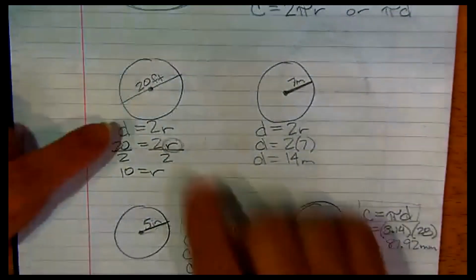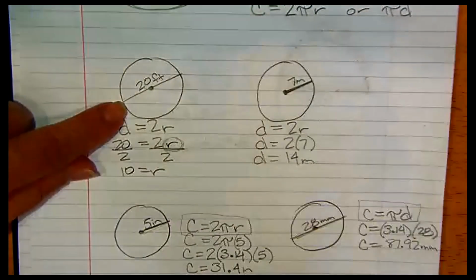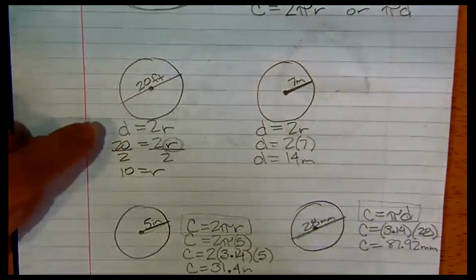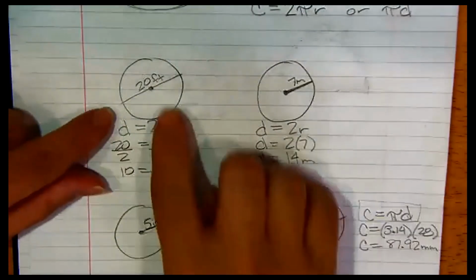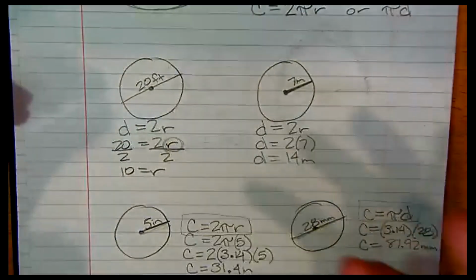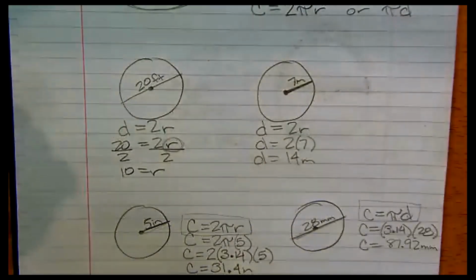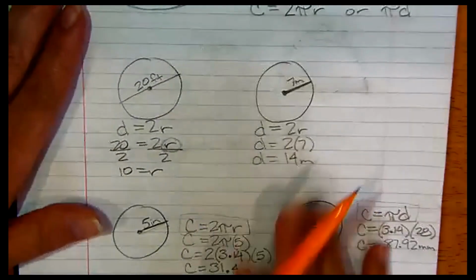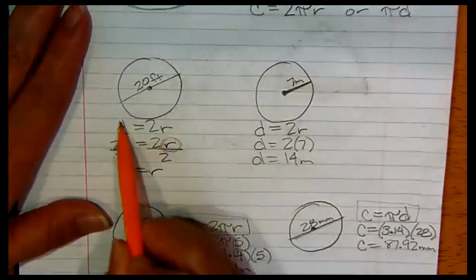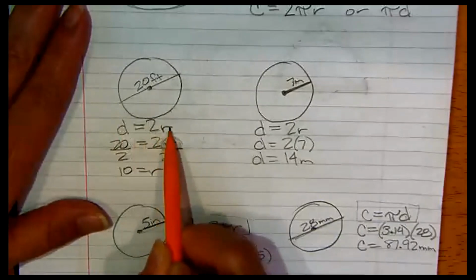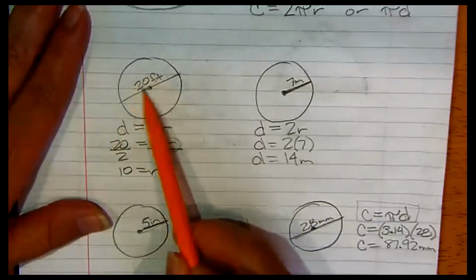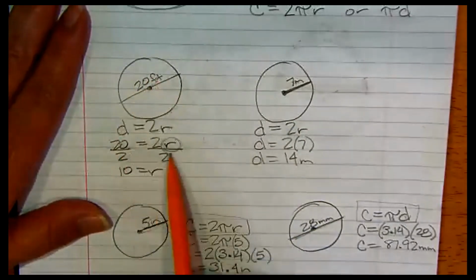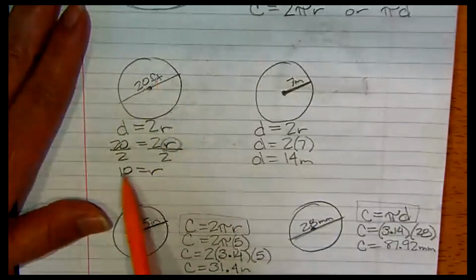The book will give you the diameter and ask for the radius. We know that the radius is half of the diameter. We can do that in our head, dividing by 2. But if we're using the formula, diameter equals 2 times radius, we substitute for diameter and then isolate radius. And we get a radius of 10.